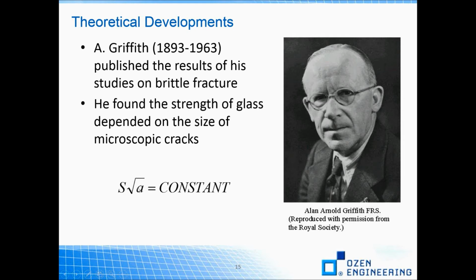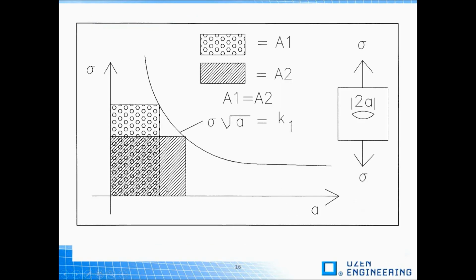So if S is the nominal stress and a is the crack size at fracture, Griffith showed that the following relation holds as we see here. And this is the graph. Griffith's actual theory is put on the image here, and shows the relation where the stress times the square root of the flaw size is constant, as we see here.